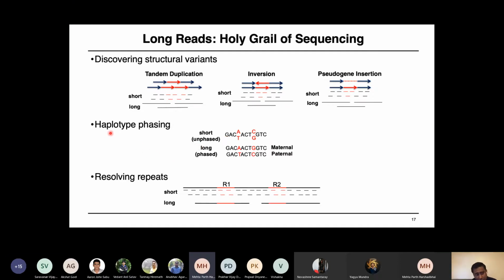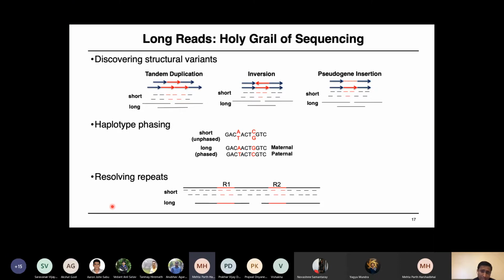They are also very superior in doing haplotype phasing. What I mean by this is they help us identify maternal and paternal mutations. You all know that we carry a pair of chromosomes, one from mother and one from father. With the help of long reads, we are able to phase it, which means we can identify that A and G, these mutations, occurred on the mother chromosome, and T and C over here occurred on the father chromosome. That's not really possible with short reads, where usually the variants are unphased.